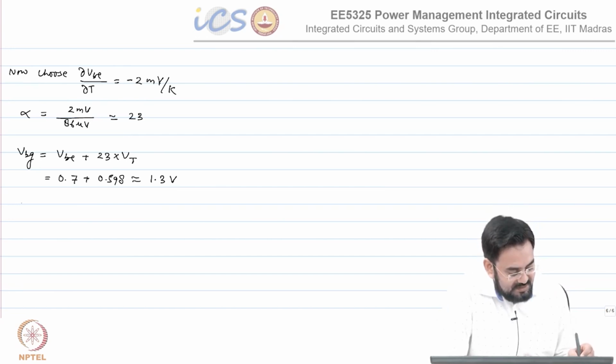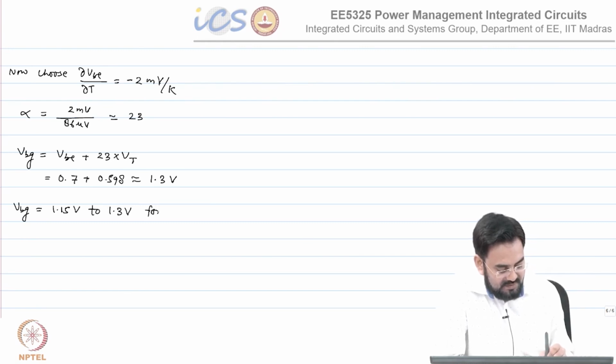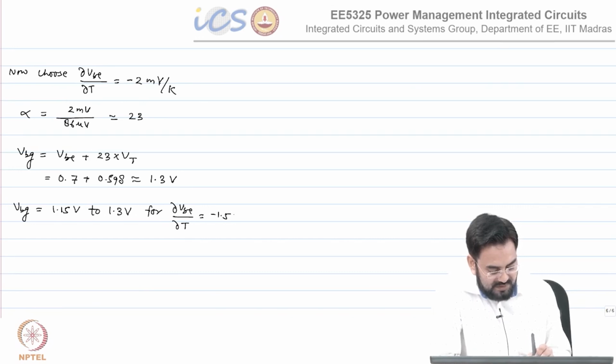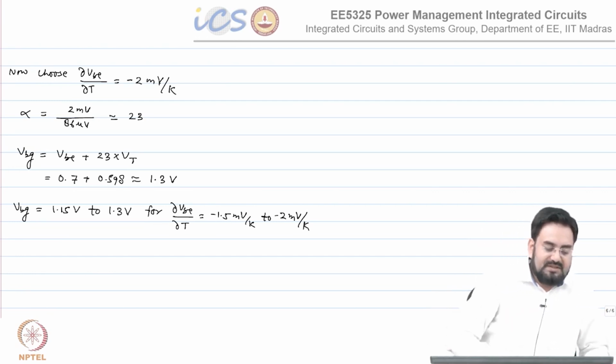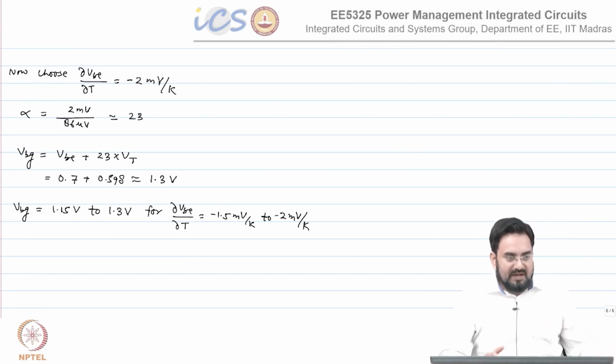So, your VBG is 1.15 volt to 1.3 volt for delta VBE by delta T equal to minus 1.5 millivolt per K to minus 2 millivolt per K, and depending on the process you might hit any number in between these. So, different processes, and most of the time you get 1.25, 1.2 volt.